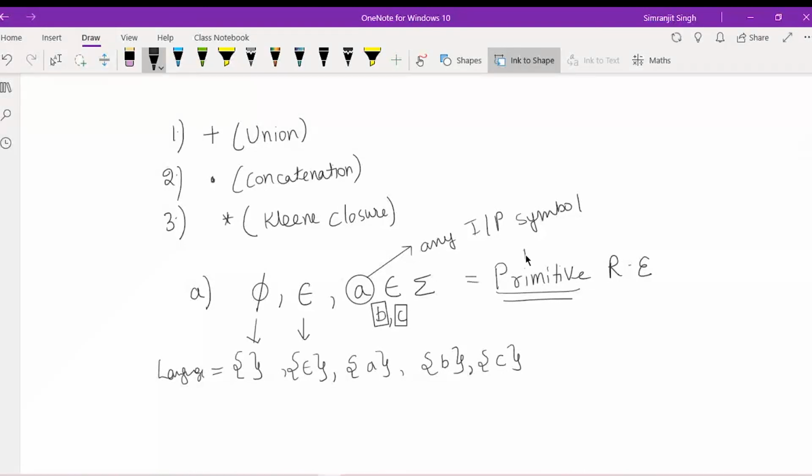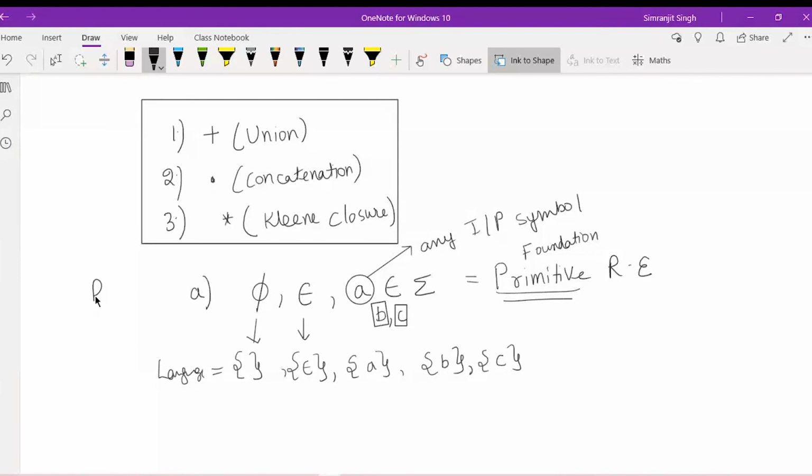So keep that in mind. I am talking about primitive. It means foundation. So foundation means the smallest kind of strings here, so the smallest kind of expression. So these are the smallest kind of expression. Do not worry about the operations, I'm not talking about that. So this is the basic regular expression that you will see.